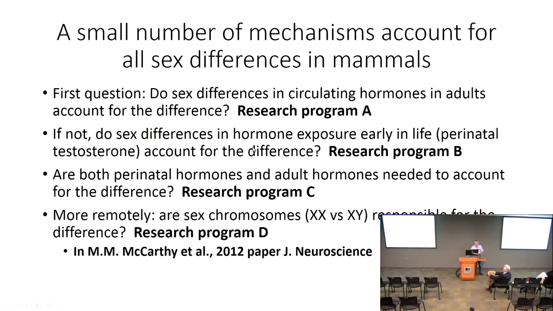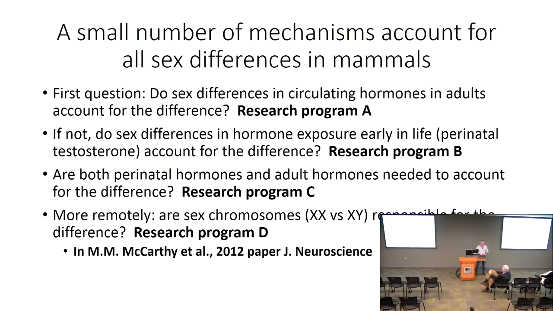you go to research program B, which is, as Cindy alluded to, in mammals at least, most sex differences are due to either exposure to androgens in adulthood or exposure to androgens early in life. You know, the sex differences in physical structure among mammals are mostly due to hormones from the testes, androgens like testosterone, masculinizing the periphery in males, and in the absence of testosterone early in life, the periphery will take on a feminine phenotype.